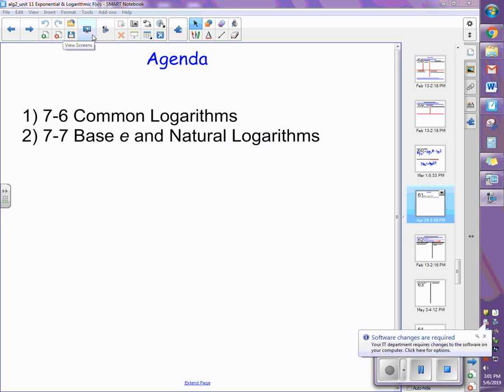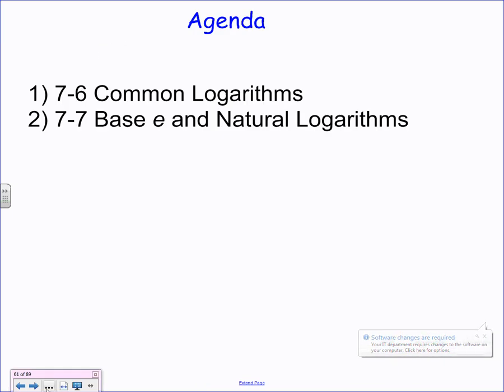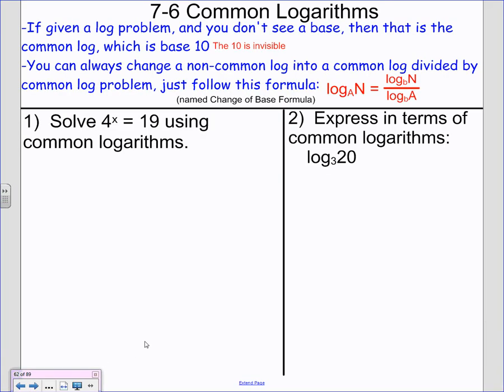Today we're going to talk about common logarithms and base e and natural logarithms. If you're ever given a logarithmic problem and it doesn't have a base number written, that's because it is a base 10. The 10 is invisible. So if you look at a calculator and you see a log button, that log is a base 10 log only. I showed you how to put in other logs into the calculator, and I'm sure I'll show you again later.